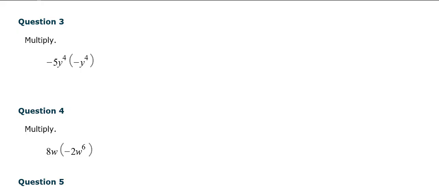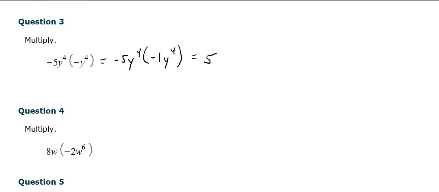Our next question, multiply negative 5y to the fourth times negative y to the fourth. So I'm just going to rewrite this. It would be negative 5y to the fourth times negative y to the fourth, which is the same thing as negative 1y to the fourth. So when we're multiplying these together, negative 5 times negative 1 is positive 5.